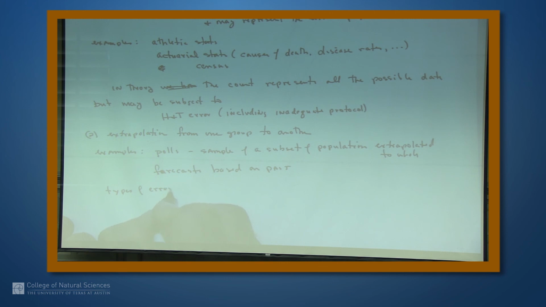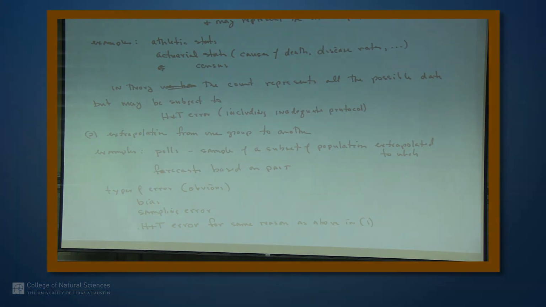Types of error. These two, I'm just going to say these are obvious from what we've talked about. Bias and sampling error. And human and technical error, for the same reason as above. So this stuff is kind of not necessarily that exciting. It's the next two categories that I'm most interested in, and I'll be talking about those Friday.